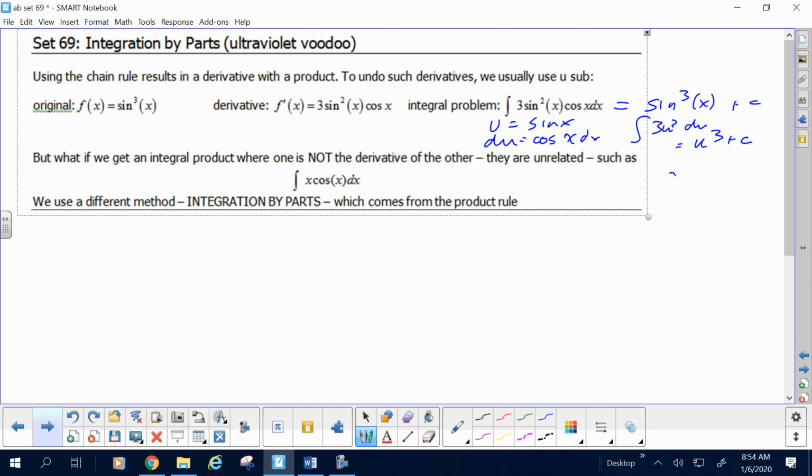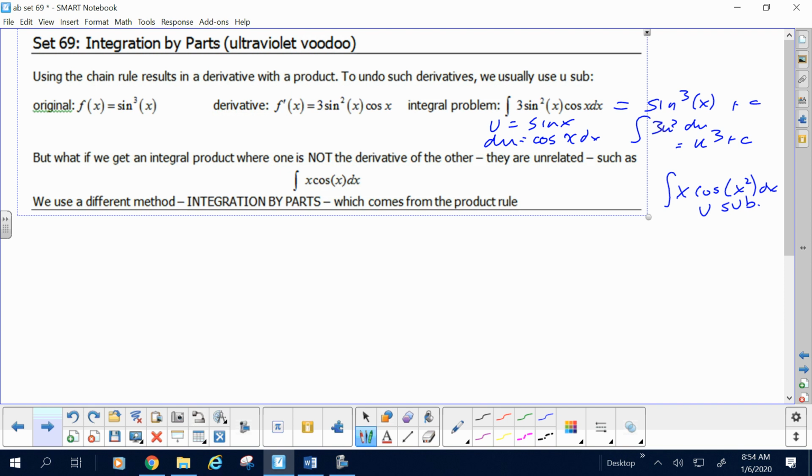If it was x cosine of x squared, would that be a U sub problem? Yeah, you'd let u equal x squared, and du is 2x dx, and we could work with the 2, and that's not a problem. That's U sub. But no matter what you tried to U sub there, U sub would just never work.